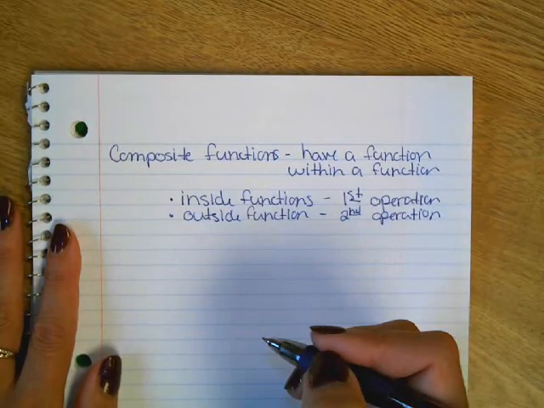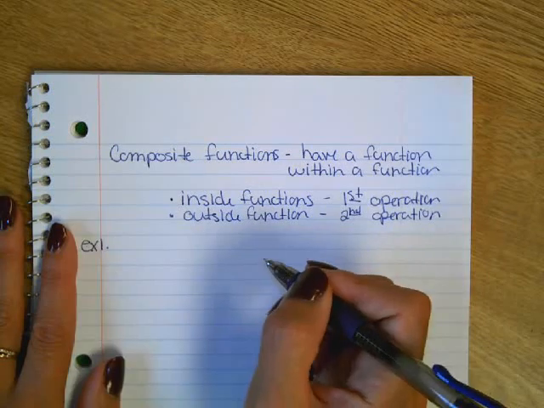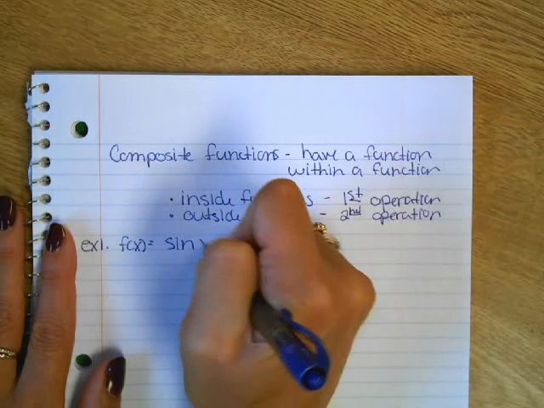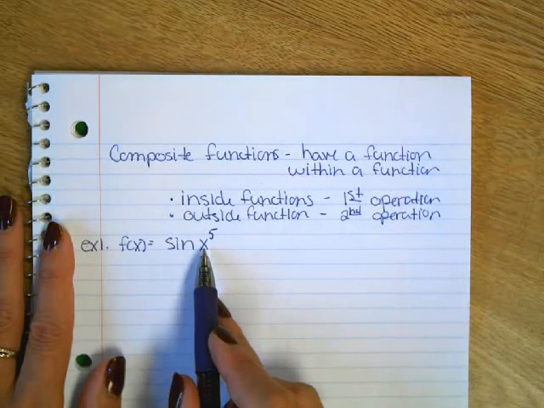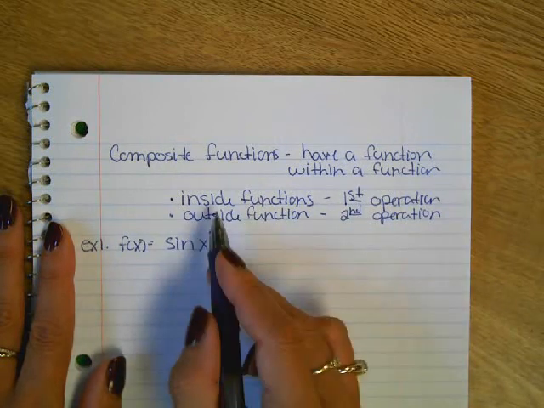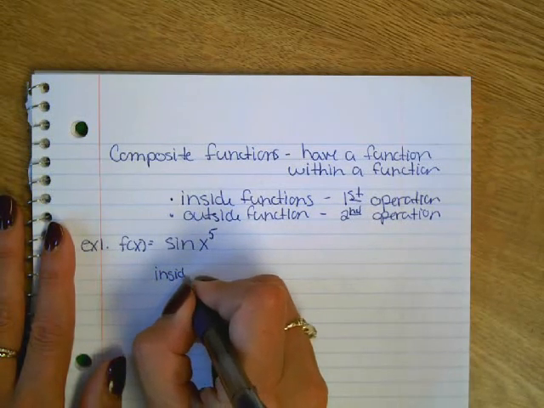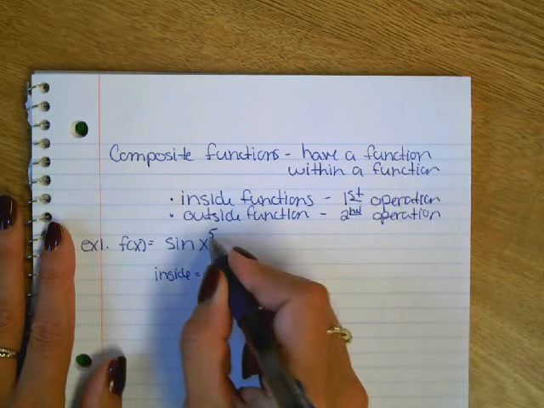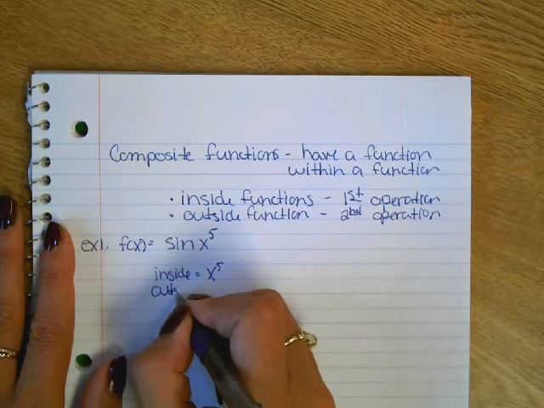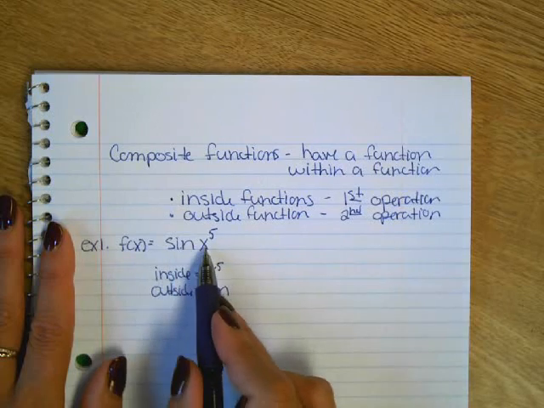So this first set of examples, I just want you to be able to tell me what's the outside and what's the inside. So example 1. Say I had f of x equals the sine of x to the fifth. If we were to substitute a value in for x, what would be the first thing a calculator does? So the first thing would be the inside function. In other words, what's the inside? The inside would work out x to the fifth. Then it would come back and figure out the sine ratio. So the outside function would be the sine. So outside is the sine, inside is the angle.